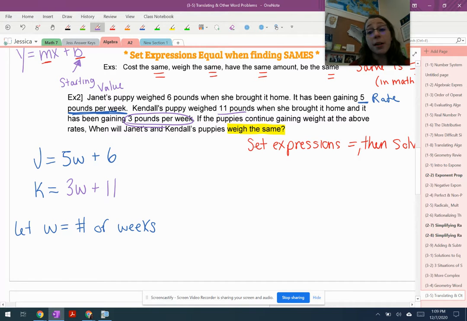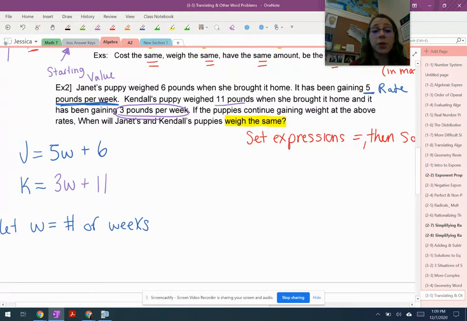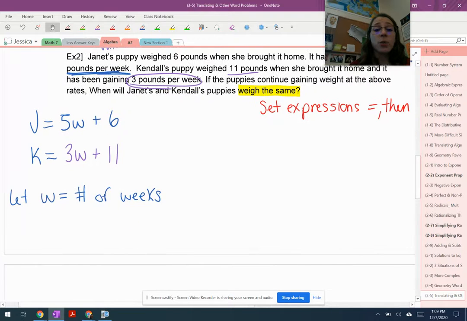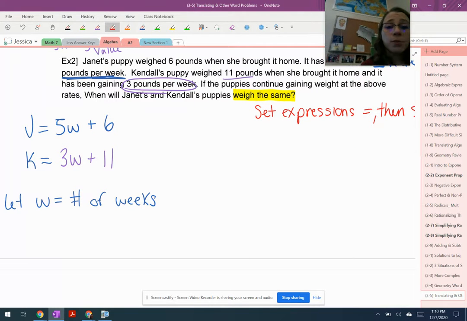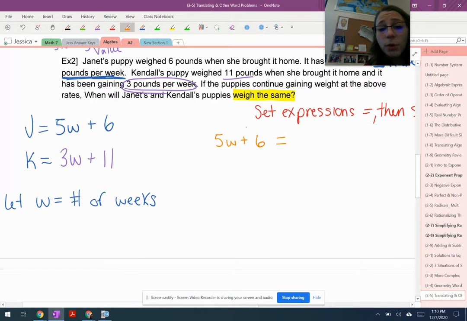So that's half the battle. You're getting the expressions written down. Then you're going to set them equal and solve. So 5W plus 6. And again, we're setting them equal because we want to know when Janet's puppy will be equal to Kendall's puppy. So Janet's is equal to Kendall's.